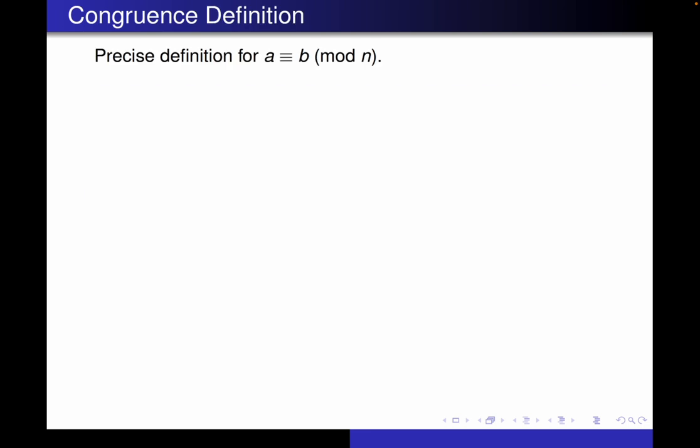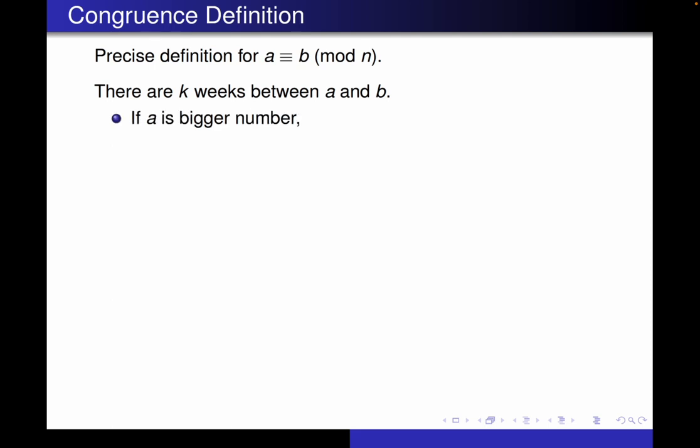So for our precise definition of what it means for A to be congruent to B mod n, let's say that there are k weeks in between A and B, and k can be any whole number. If A is the bigger number, that means in order to get to A from B, you take B and then add the number of days in those k weeks. So if it's k weeks, n days in a week, that means there are kn days total. So B plus kn is going to give you A. So if you take B, add k weeks to it, that gives you A. That's exactly what that equation says.